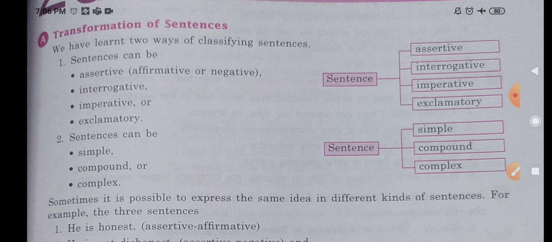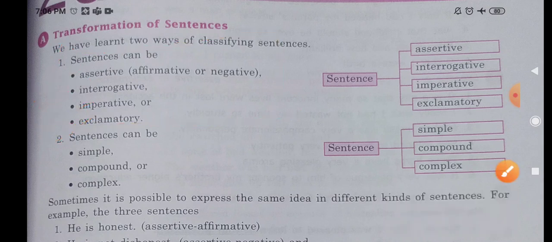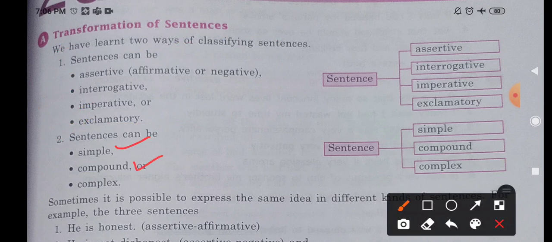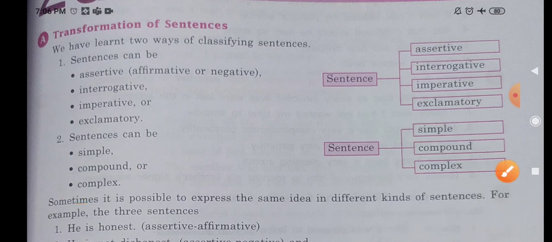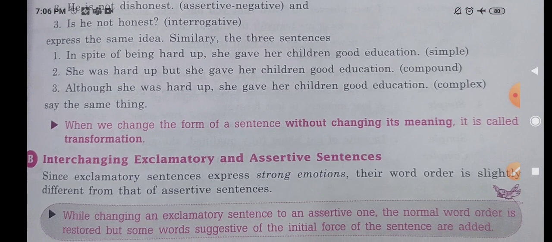Now we know we can divide sentences. Earlier, can you recall how we divided the sentences? Yes, we divided into four types: assertive, interrogative, imperative and exclamatory. And today, what is the division that ma'am told you just now? It can be simple, compound and complex. So we can divide the types of sentences into two ways, either these four or these three. Now how can they be transformed? Transform means to change from one form to another. Okay, let's see the first.